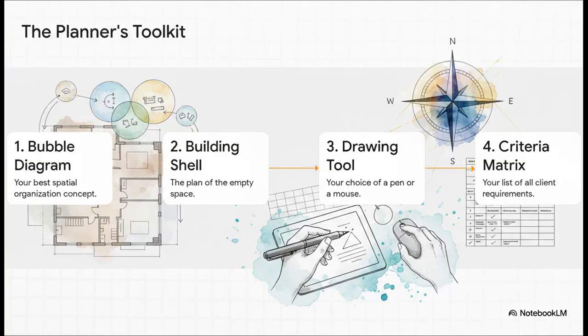And here's what's in that toolkit. 1. Your best bubble diagram. That's your core concept. 2. The plan of the empty building itself. 3. Your weapon of choice, whether that's a pen or a mouse. And number 4, and this one is absolutely vital, your criteria matrix. Think of this as the project's constitution. It lists every single non-negotiable requirement. This is your North Star that's going to keep you on track when things get complicated.